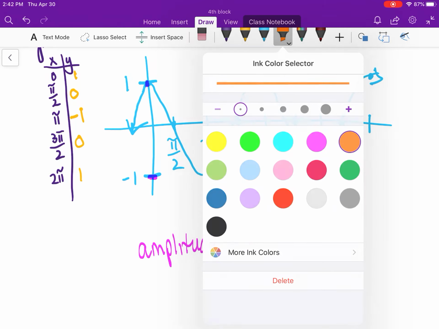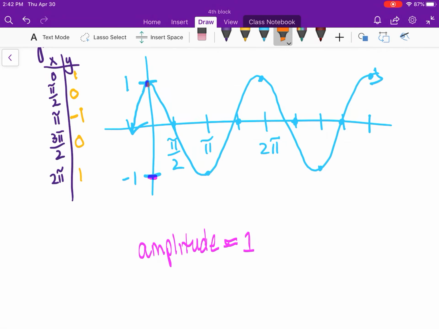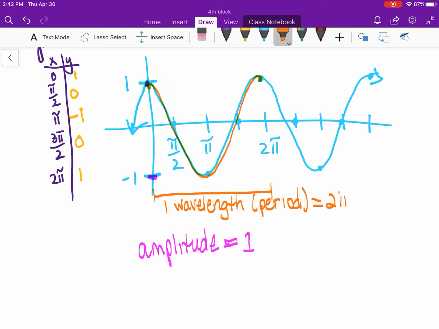Okay. Then for my period, I know if I start here and I trace my graph, when does it start to repeat? Right there. As soon as I hit 2 pi, it does the same thing. It goes down and up again. So from 0 to 2 pi is 1 wavelength. And remember, wavelength means period. And that distance is 2 pi.